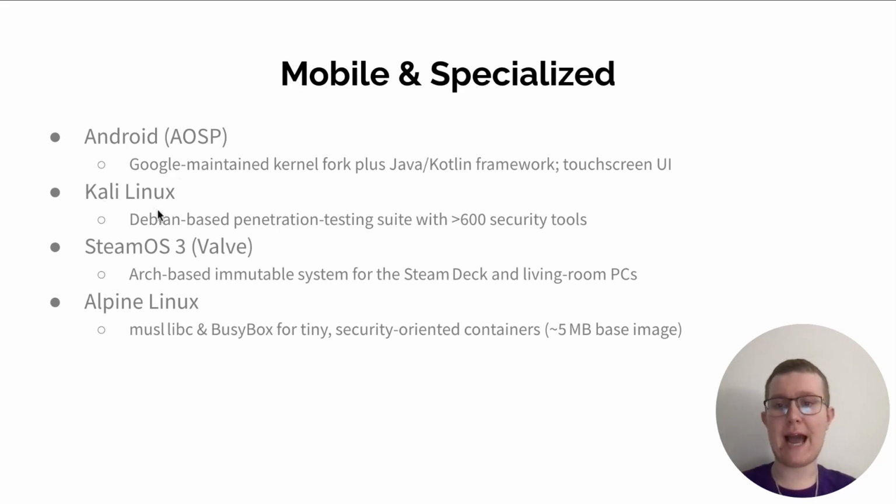And then you have another one called Kali Linux, which is a Debian-based penetration testing suite. There are over 600 security tools. This is a security one for penetration testing. SteamOS is from Valve, and it's for gaming, Steam Deck, and living room PCs. It's an immutable system that's Arch-based. Alpine Linux is for security-oriented containers, with around a 5 megabyte base image.